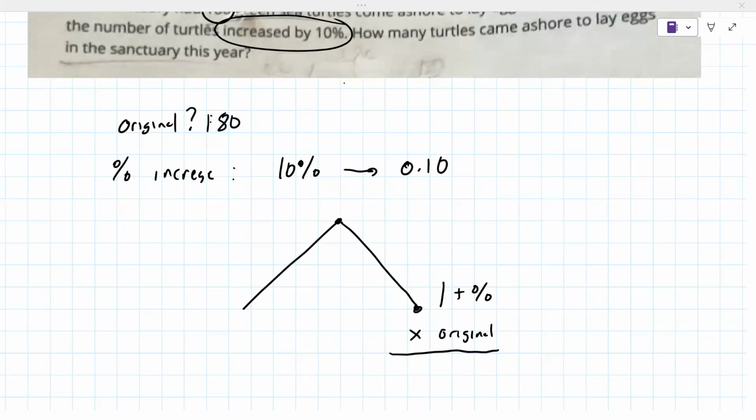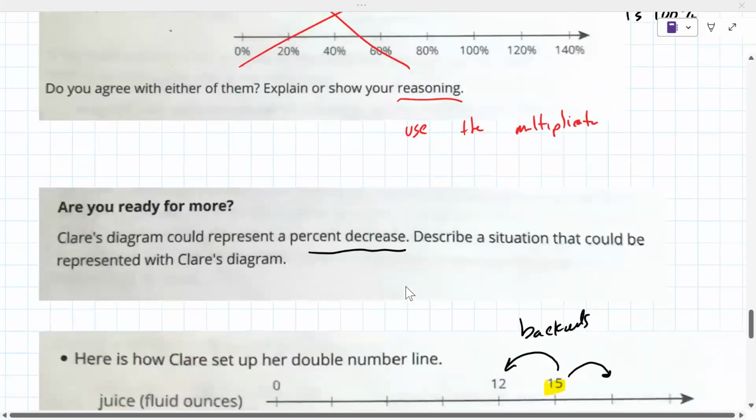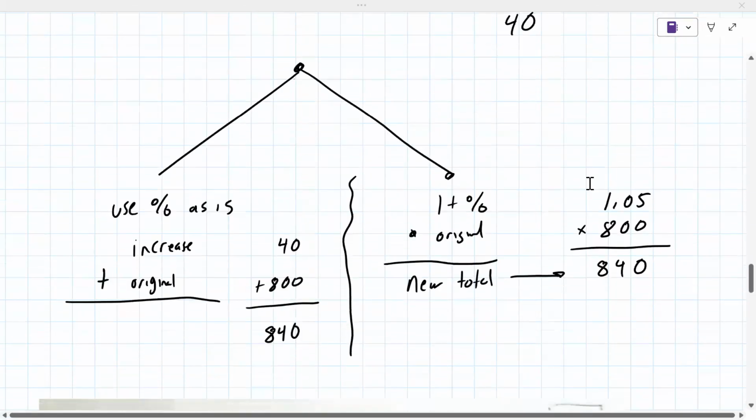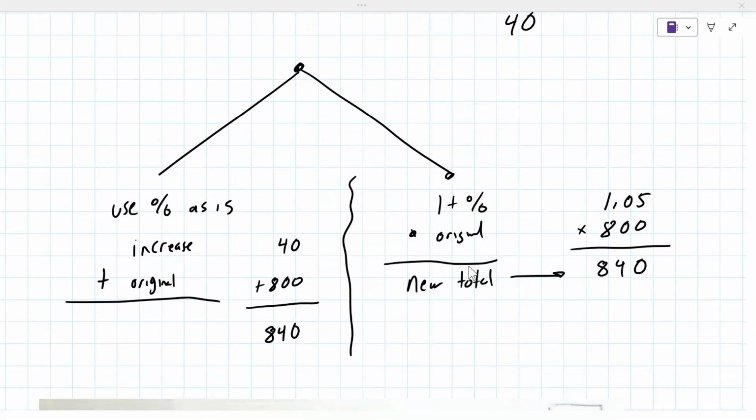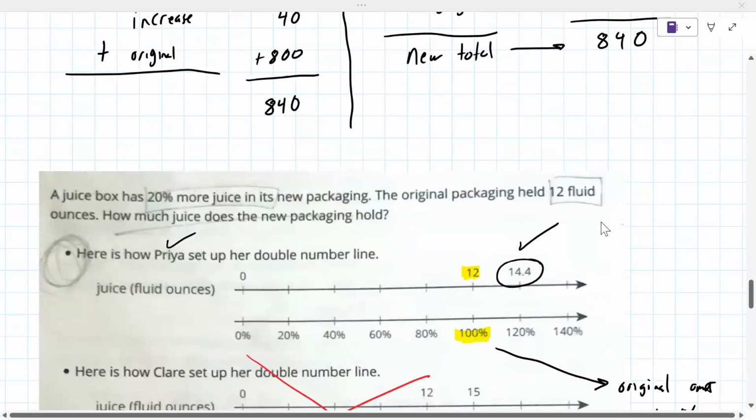Wait, so I'm confused on what I'm doing. Could you repeat it again? Well, what did we do in the last problem? What did we do in the last problem over here? Added one to the percent. Okay. Do you have a percent in your problem? Yeah. Do you have an original in your problem? Yeah. Okay, so it's the same thing, just different numbers.